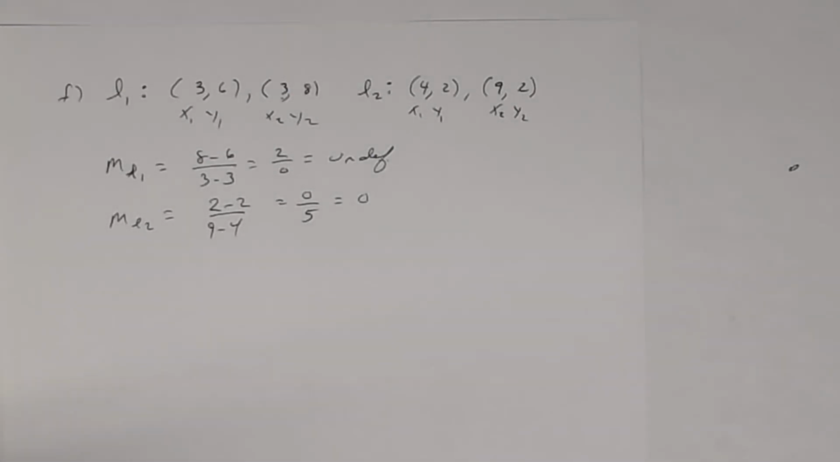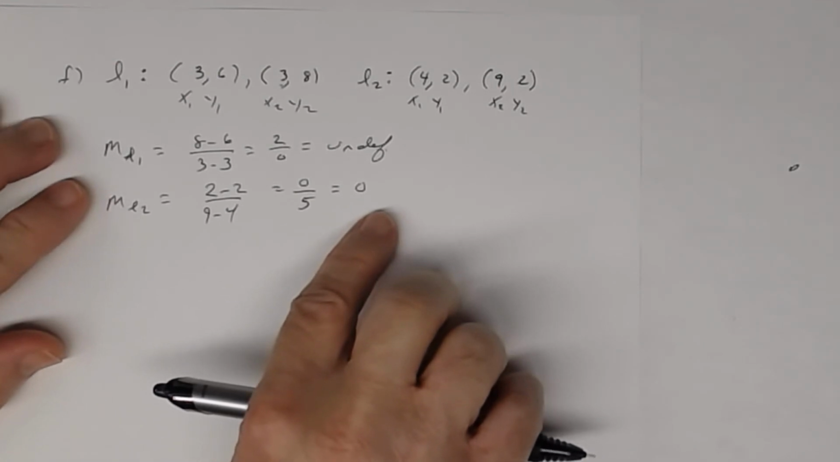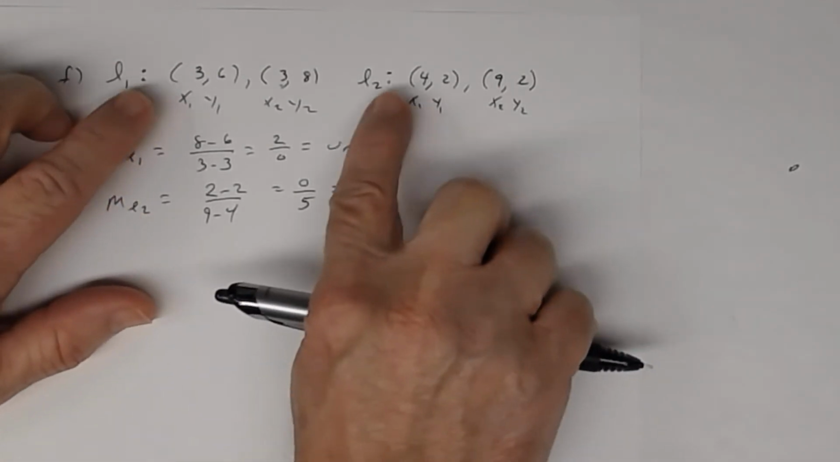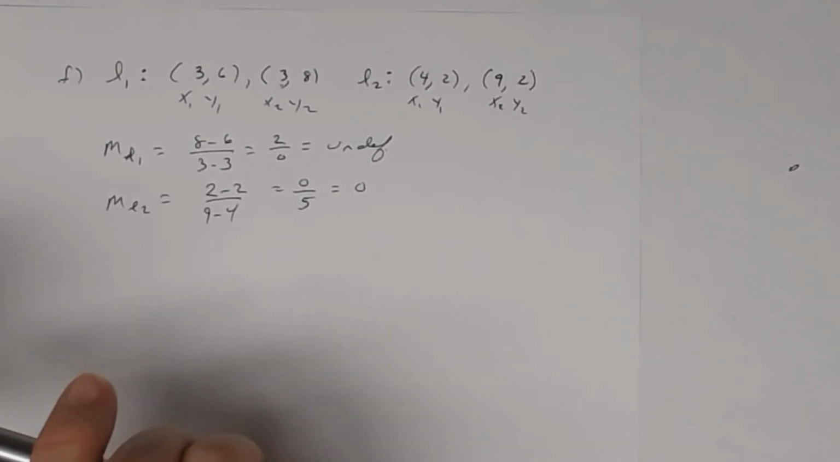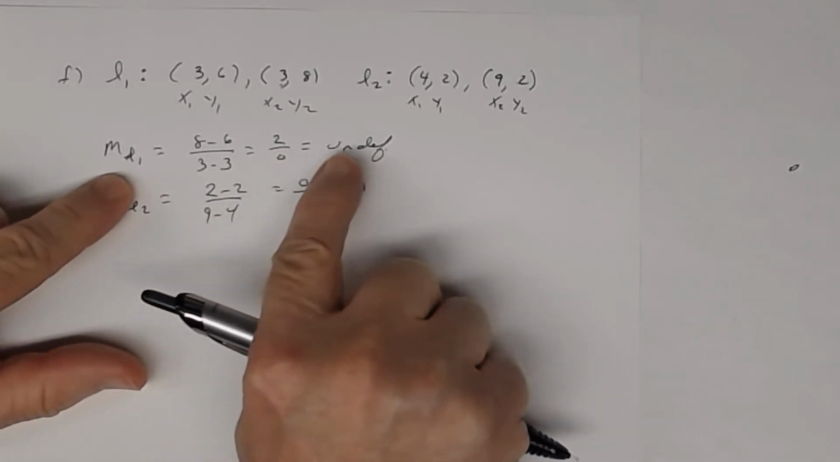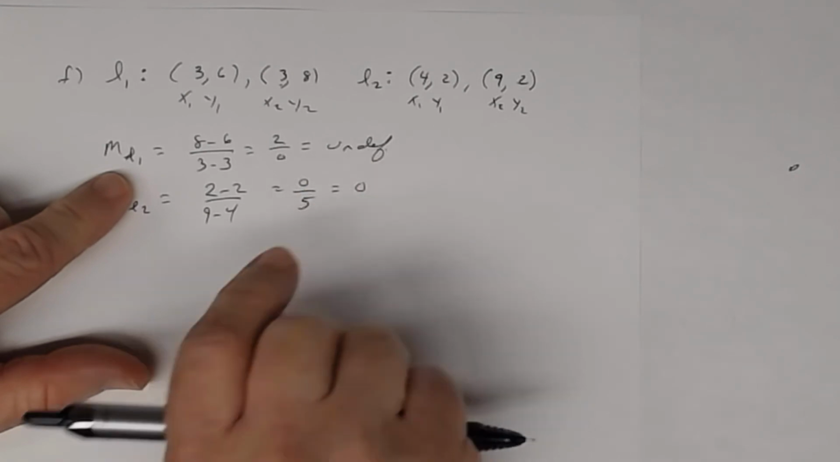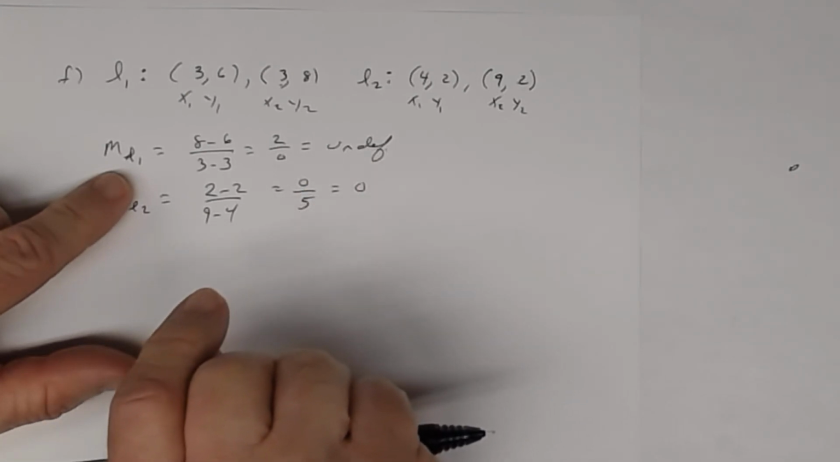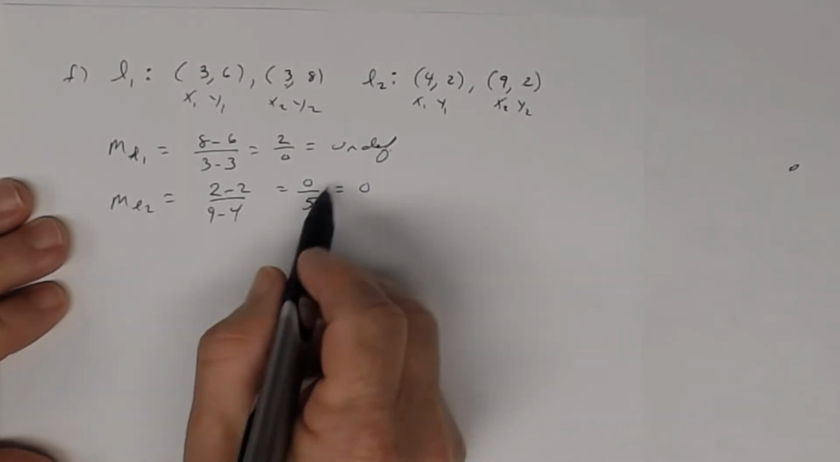Okay, now I'm going to ask you this. Based on what you see for the slopes, are line 1 and line 2 parallel, perpendicular, or neither? All right, so think about that. Okay, so I want you to think about this. When we say that a slope is undefined, what does that line look like? If you were to graph it, what kind of line is that? All right, so that line would be a vertical line, right?